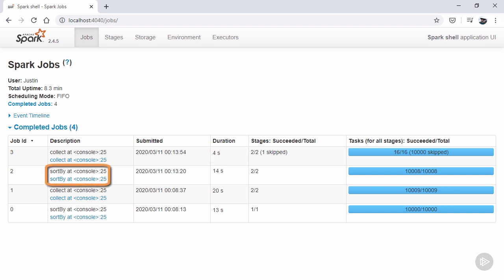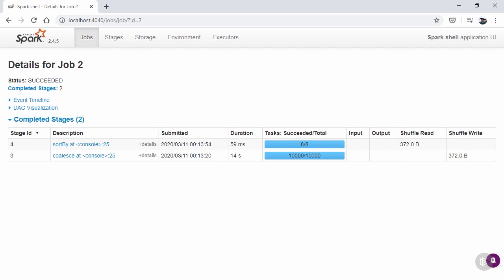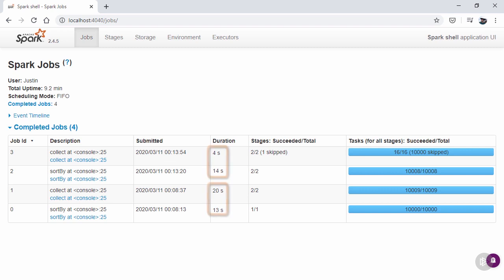We can go to sort by and see that the coalesce was the heavy lifter, with the sorting being against the pared down dataset. So, going back and comparing the two runs, we can see that our coalesce saved us a magnitude of time. And as you scale your data and computations, the savings could become even more noticeable.